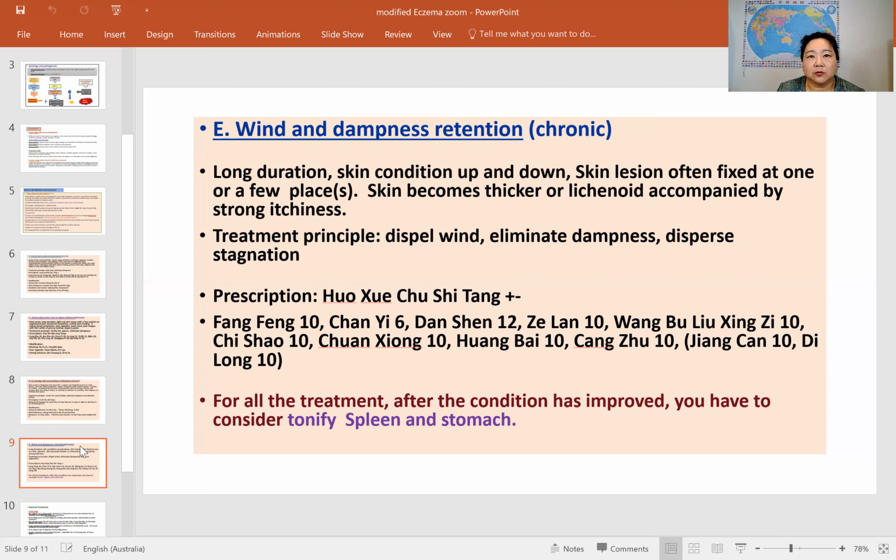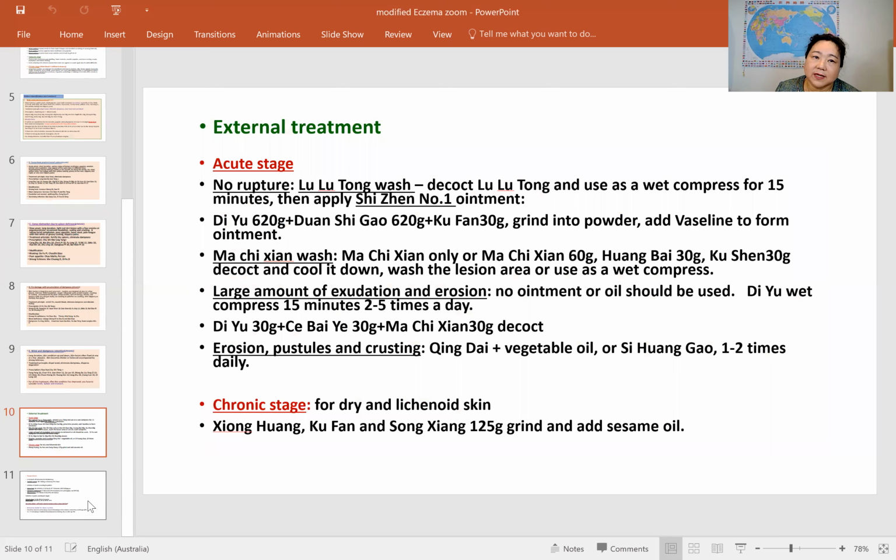Educate patients to be patient. That's part of your job as well. Treating eczema can be time consuming and can take a few months. For younger people, it brings changes quicker. Okay, now let's go to the next one.